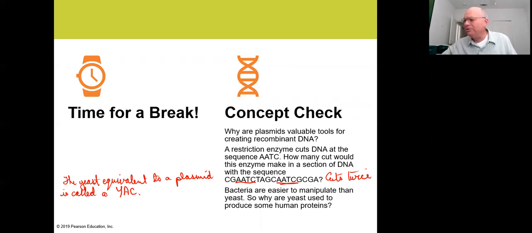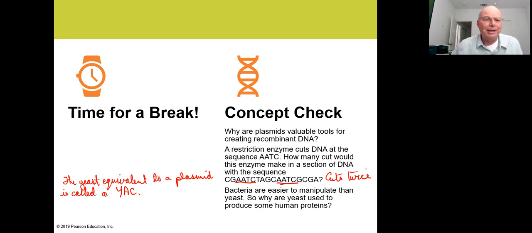So why go to the bother of engineering a yeast, which is not as easy to do? It's a lot harder to get YACs into yeast than it is to get plasmids into bacteria. Why go to all the trouble of introducing a gene via a YAC into yeasts? Well, if the gene of interest is a eukaryotic gene, remember we have to take into account that eukaryotic genes include introns and exons. And part of the processing of a transcript of a eukaryotic gene is to remove the introns and splice the exons together.